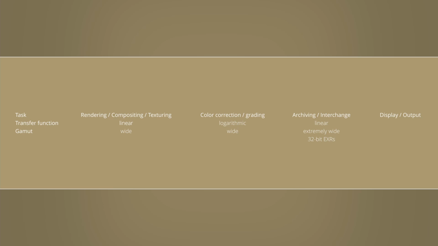Display or output. The main criteria of a color space for your final output is that it matches the device that it is viewed on. This ensures that the data will look correct without any additional conversions, and that you are not wasting any values which couldn't be displayed anyway. Typically, color spaces of this category use a nonlinear transfer function and a narrow gamut.